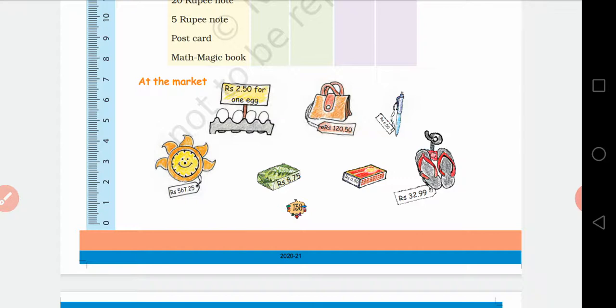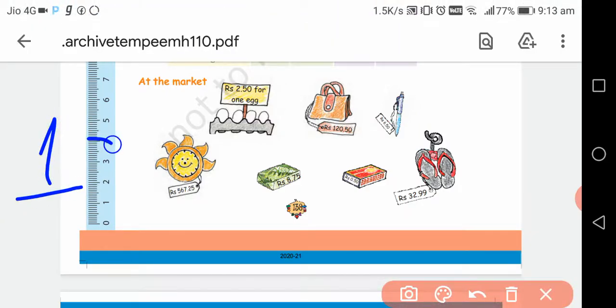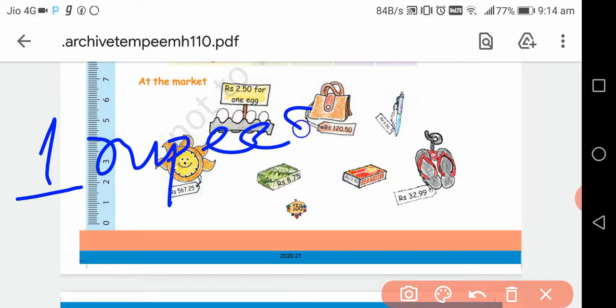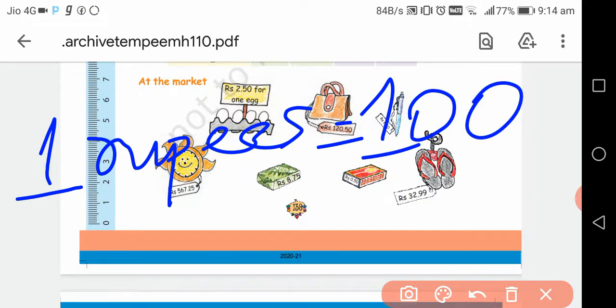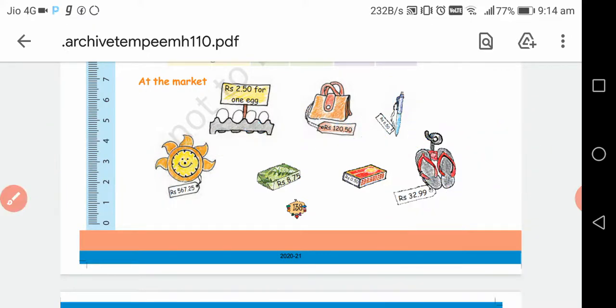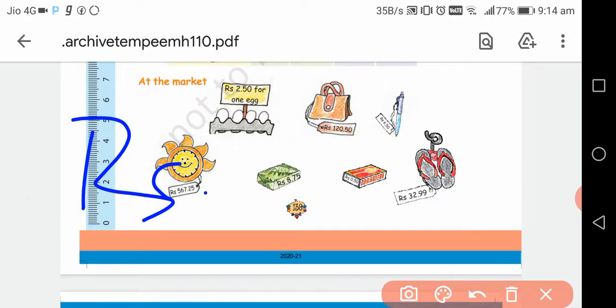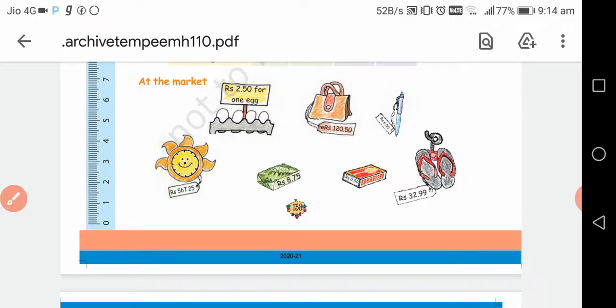We have already learned these things in class 4, and all of you know that 1 rupee is equal to 100 paise. We denote rupees by the symbol Rs. This is the symbol of rupees. You have already learned these things, and you may have noticed them on different types of objects.